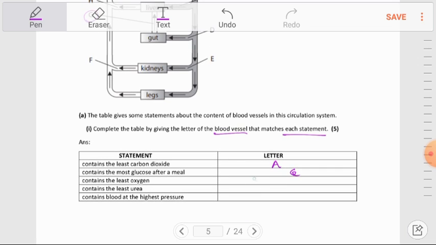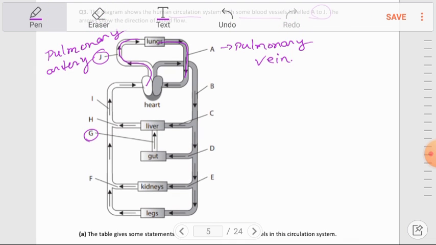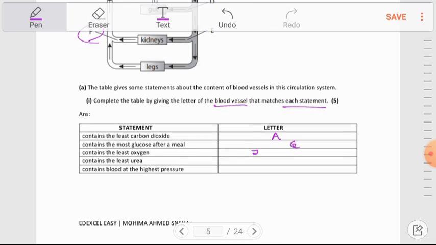So J is the correct answer. Then, contains the least urea, that is F, because here it gets filtered out of the kidneys, and after blood comes out of the kidneys, that means it is filtered and does not have any urea. So this is F, contains the least urea.